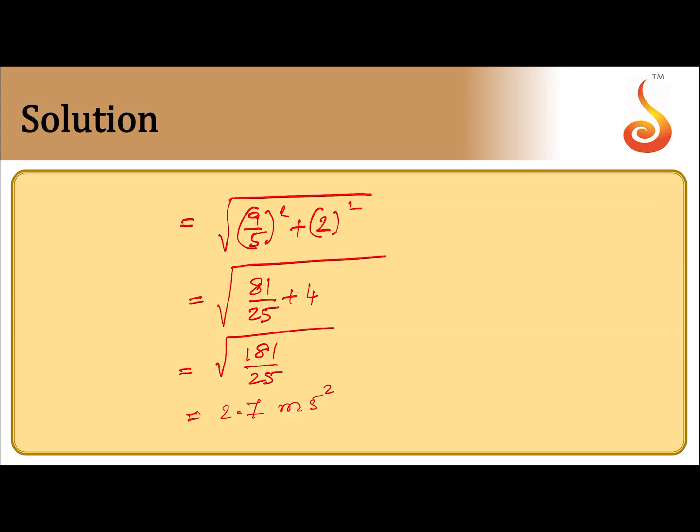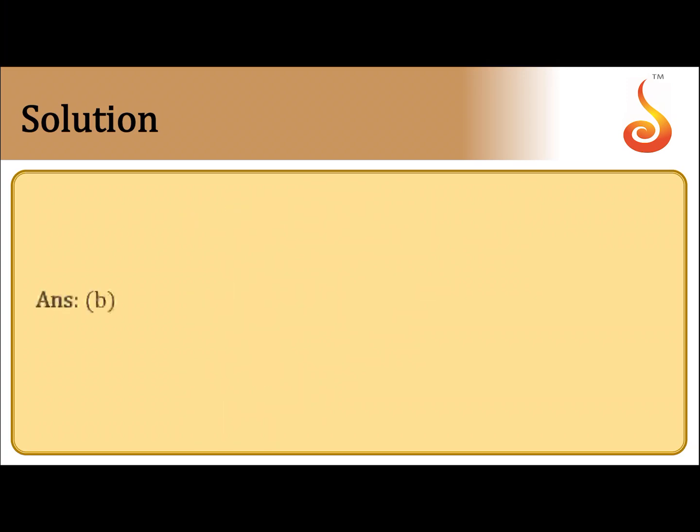Observe an important thing in this problem. The numerical options are close to each other, so it is important to calculate it properly. If their values are far apart, then an approximate answer would have been okay, but that is not the case here. 2.7 meter per second square is our answer, corresponding to option B.